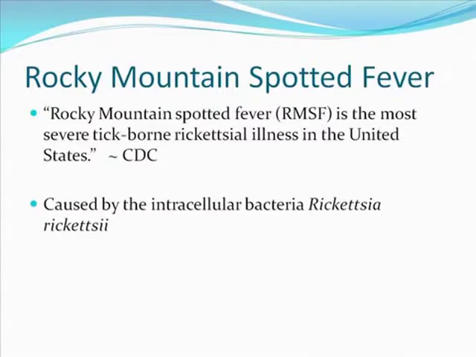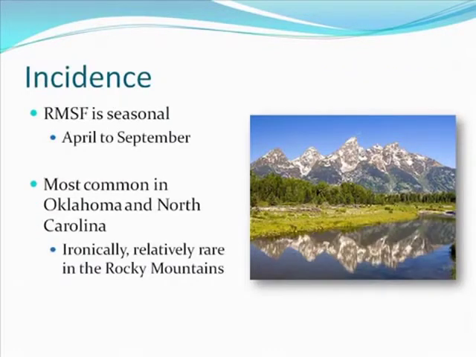Rocky Mountain spotted fever, according to the Center for Disease Control, is the most severe tick-borne rickettsial illness in the United States. This disease is caused by the intracellular bacteria Rickettsia rickettsii, a delightfully redundant name. We'll call him Rick from now on. Rocky Mountain spotted fever is considered a seasonal illness, as around 90% of all cases are reported between the months of April and September each year.